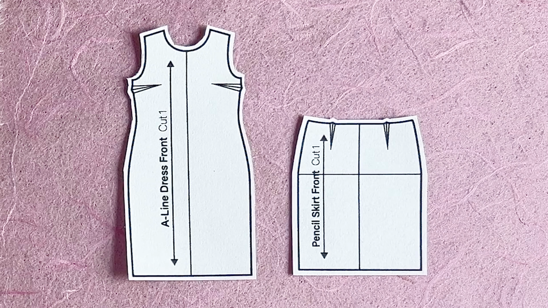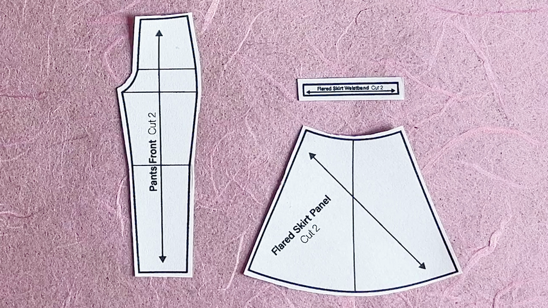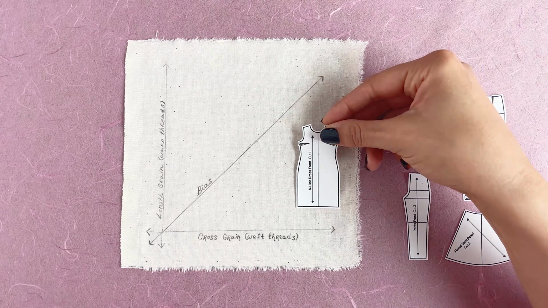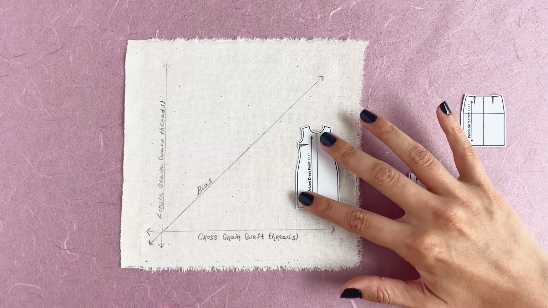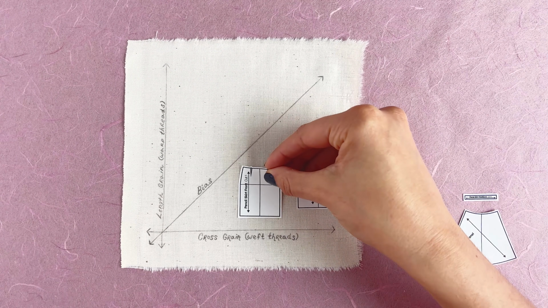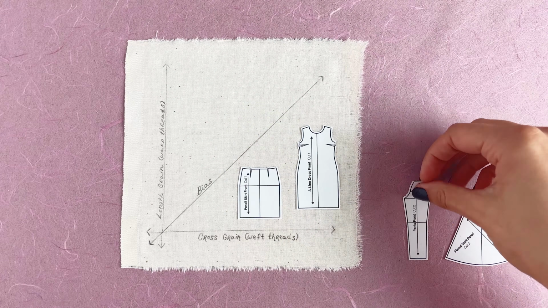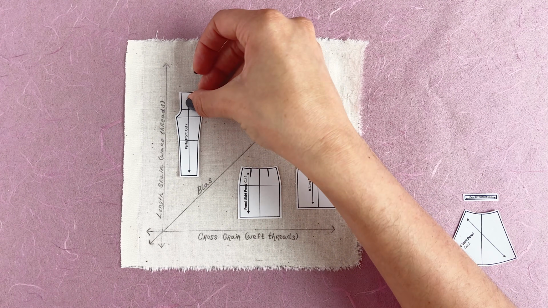When you buy or draft a sewing pattern, the lengthwise grain is always marked by a long line with arrows at both ends. This line tells you how the piece must align with the fabric's warp threads. Pieces like the A-line dress front, pencil skirt front, and pant leg front are straightforward. They align cleanly with the length grain.